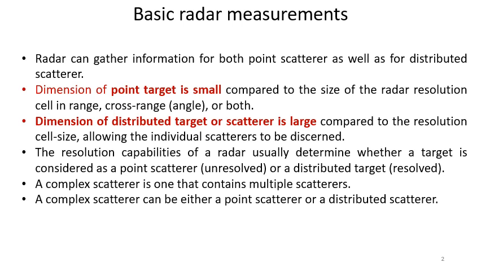The dimension of a point scatterer is small compared to the size of the radar resolution cell in range, cross range, or both. The dimension of a distributed target or scatterer is large compared to the resolution cell size, allowing the individual scatterers to be discerned. The resolution capabilities of a radar usually determine whether a target is considered as a point scatterer, which is unresolved, or a distributed target that is resolved. A complex scatterer is one that contains multiple scatterers. A complex scatterer can be either a point scatterer or a distributed scatterer.